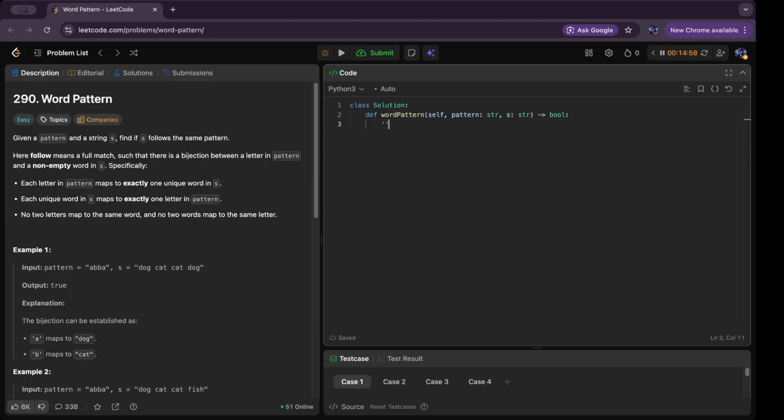Leetcode 290, Word Pattern. We are given two strings, pattern and s, and we want to output whether s follows the same pattern. Okay, so what exactly does follows mean?